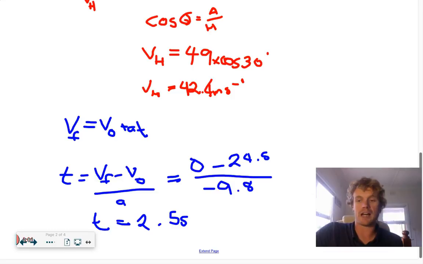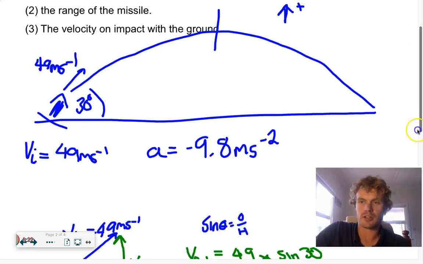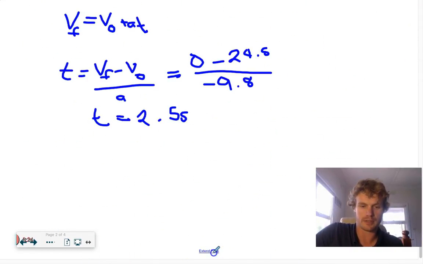So that's only half the flight. For the total flight, because it's a parabolic curve, and whatever we start with is going to be whatever we finish with angle-wise, and my horizontal velocity remains constant throughout the whole thing, the total time of flight is going to be equal to exactly 2 times t, so I'm going to get total time of flight is equal to 5 seconds.